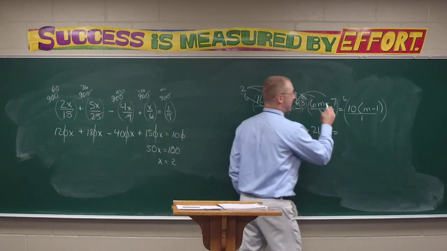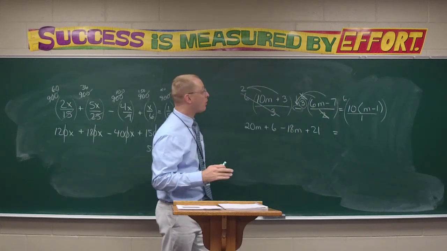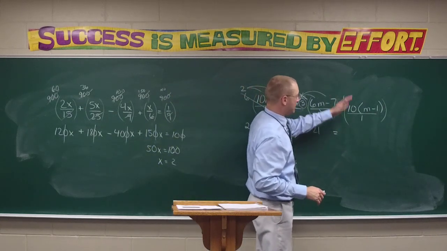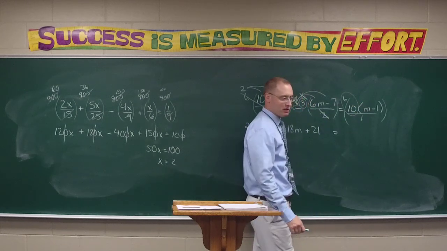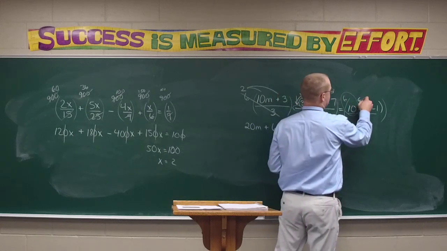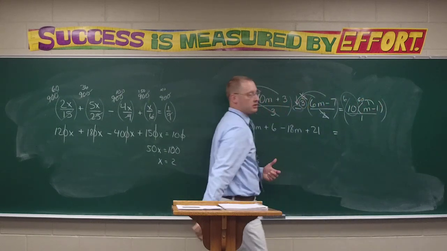And then here, does anything cancel, class? No. We just multiply 6 times 10 times m minus 1. Strategy tip: multiply the 6 and 10 first. 60. Then distribute the 60 into the m minus 1 to get what, Abby?